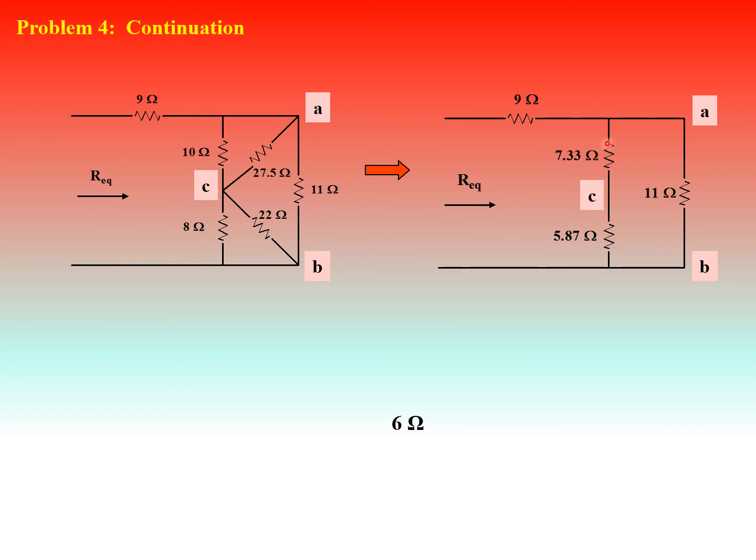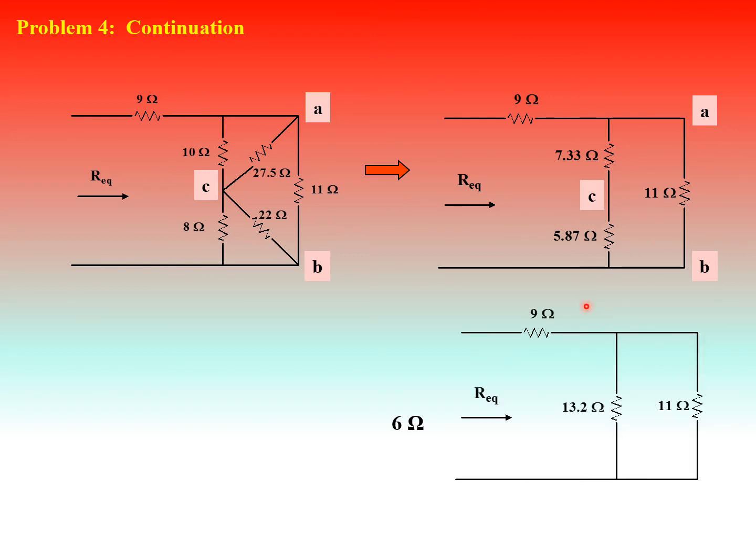Now these two are in parallel with this 11 ohm resistor. Now you see this one. This is how the circuit is reduced. Now you first add these two, which are in series with each other, 7.33 and 5.87. That gives us 13.2, and now these two resistors are in parallel with each other. So these two can be replaced with an equivalent resistor of 6 ohm. If we multiply these two and divide by the sum of these two, we get 6 ohm.